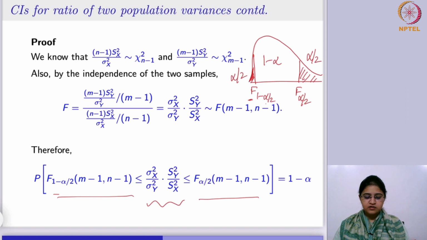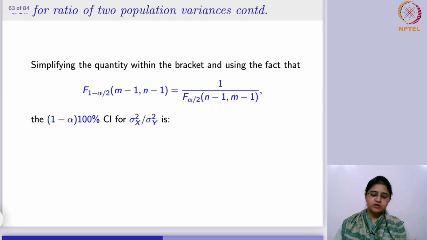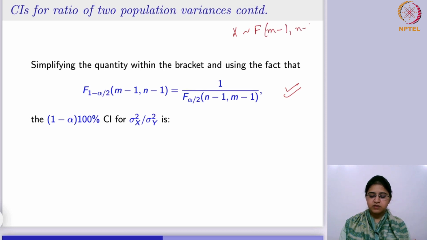Before simplifying, it is easy to see because we just have to look at this, right? Sigma x square over sigma y square. We need an important result over here. We use this. Since if you have x following F distribution with m minus 1 and n minus 1 degrees of freedom, then 1 over x would follow F distribution, and the degrees of freedom get reversed. So basically this result follows from this common concept.